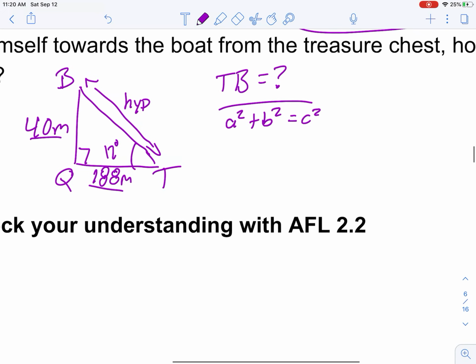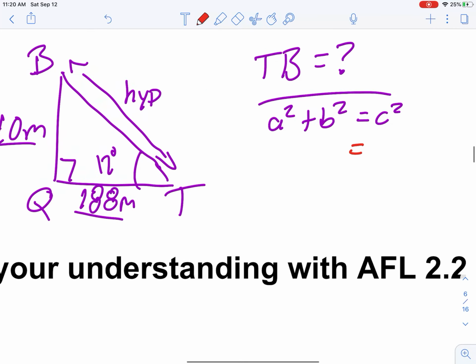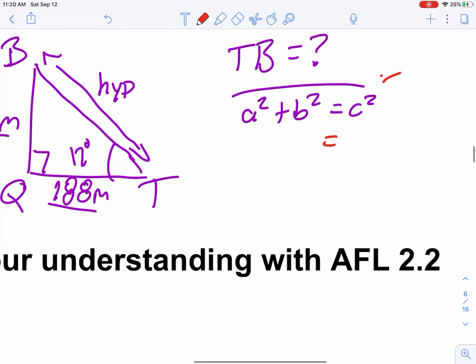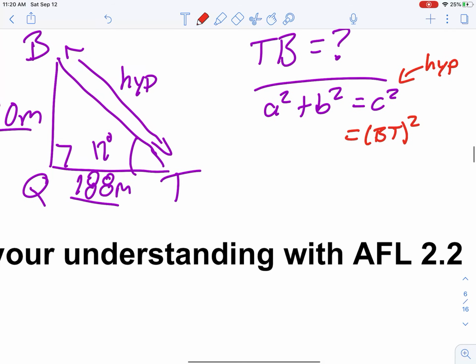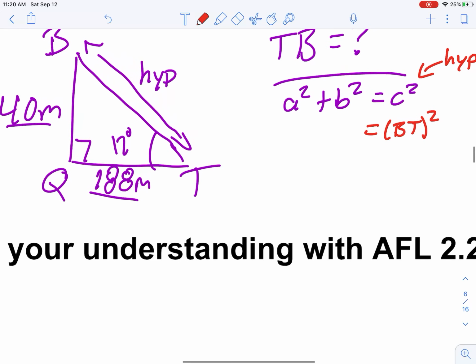A squared plus B squared equals C squared. Now remember, the first thing you always want to do is, what is C? What is your hypotenuse? Because that's the thing that can't change. C is what we're looking for. So in this case, your hypotenuse will be B to T. So B to T squared. And now remember, the legs are kind of interchangeable. You can make A 188 or you can make A 40. I'm just going to make it 40. So 40 squared plus B, which is 188 squared.